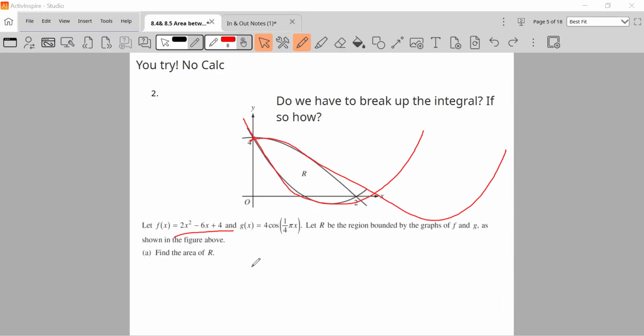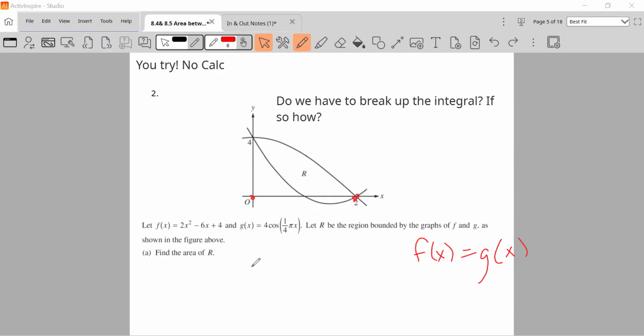But let's say you don't have a picture, or that's not at the top of your brain. How do you figure out which one is the top function, right? So what I do is I look at this and go, okay, well, I'd have to be told they're intersecting at 0 and 2, because there's no way I can set f of x equal to g of x. Like, I'm not solving this without a calculator.